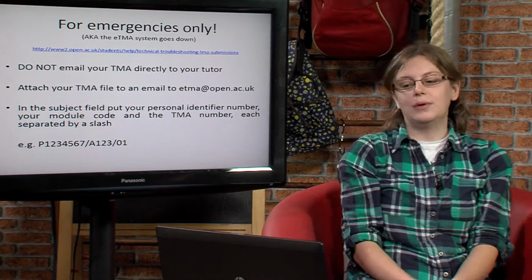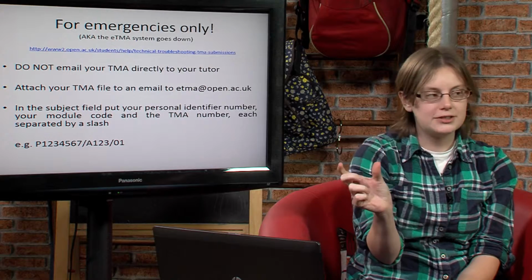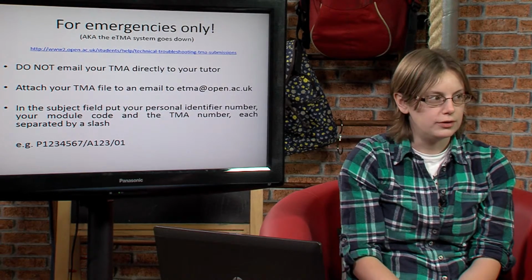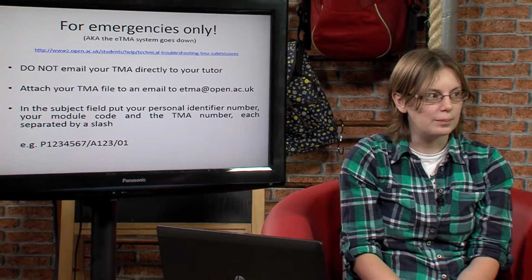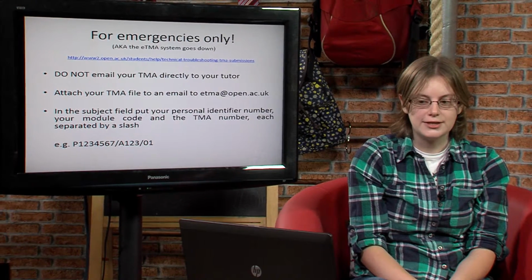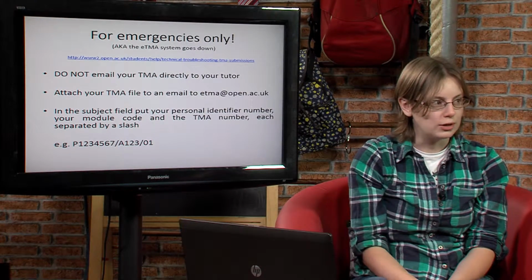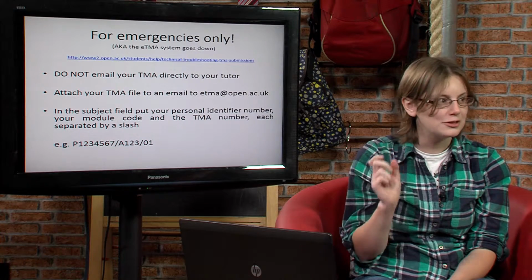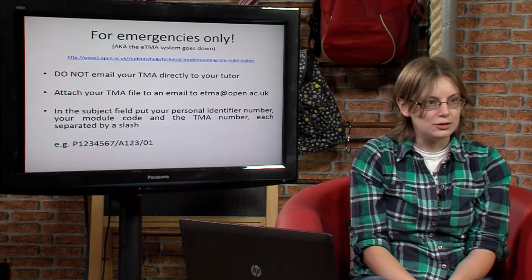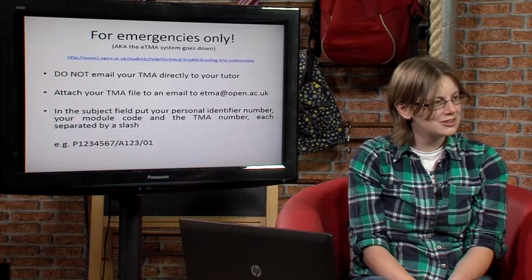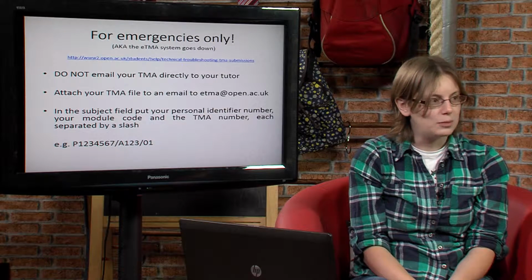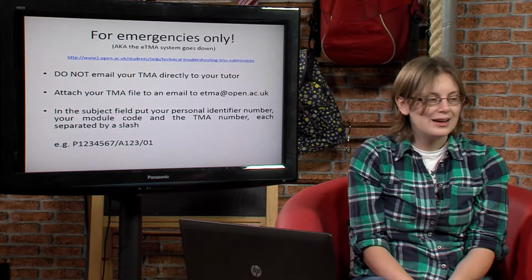And then finally, for emergencies. This information is available through the Help Centre link. It can be a little bit tricky to find. This is if the eTMA system goes down, so it is for emergencies only. Normally you'll call the computing help desk saying, I can't submit my TMA, and we'll be running around going, yep, we know.